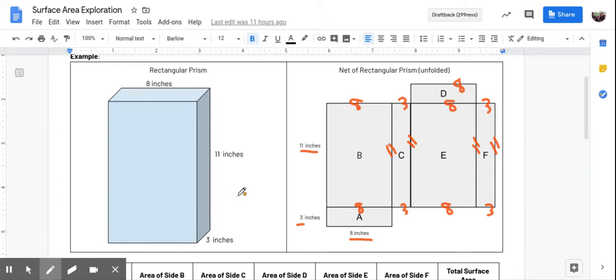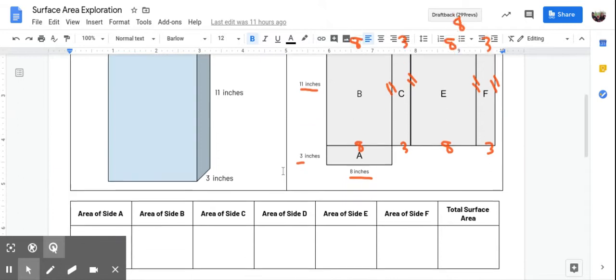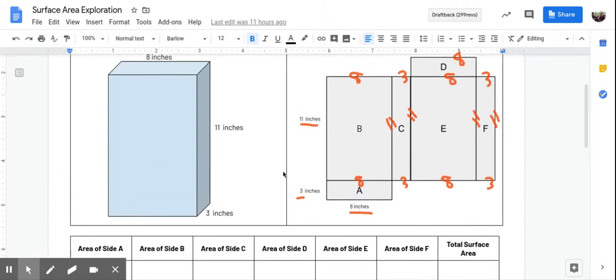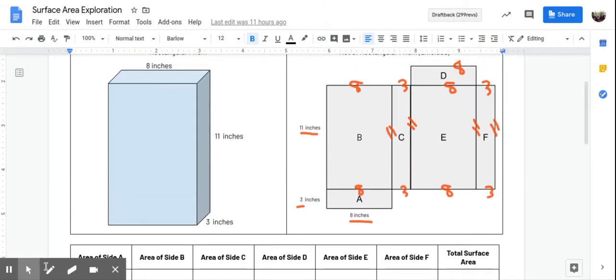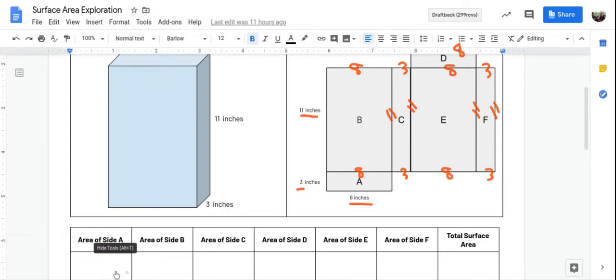I go down and take the area of each of those sides. I'm going to zoom out. I'm going to have to find the area of each of my sides. My side A here is this rectangle down here. I notice it's 3 by 8, so I'm going to have 3 times 8, which equals 24.